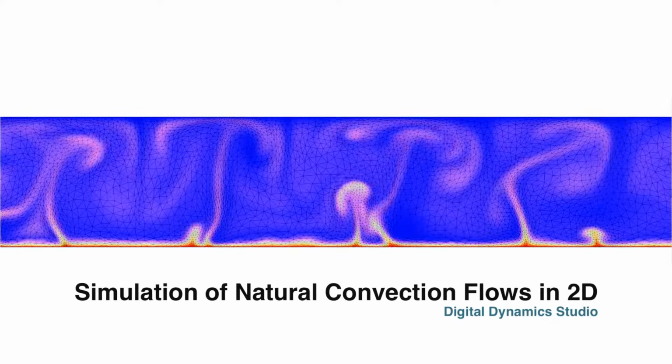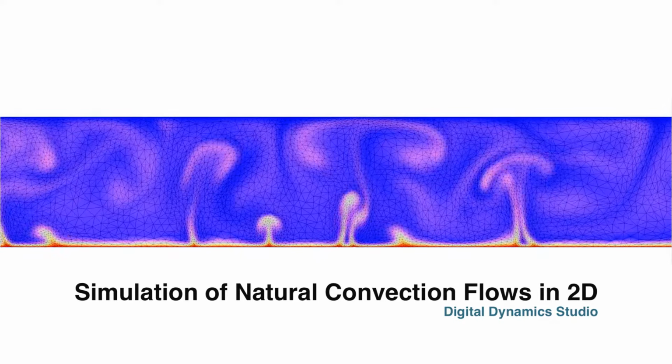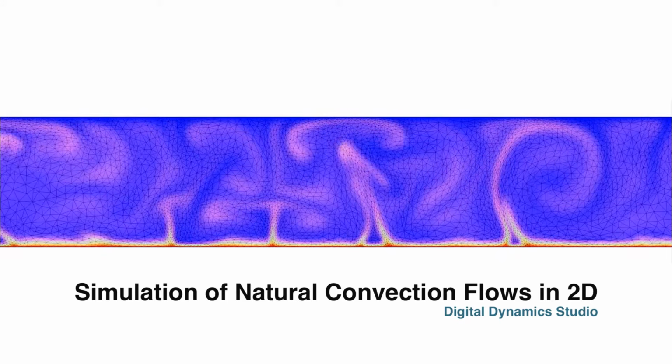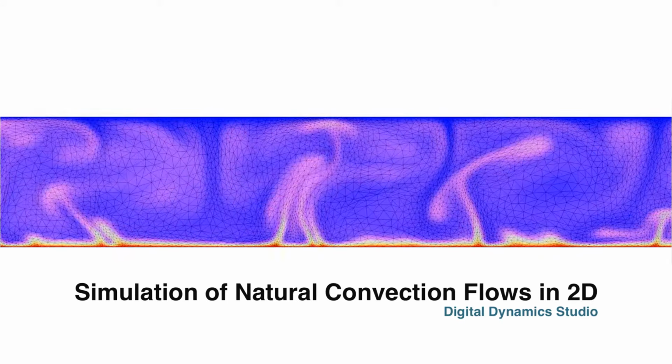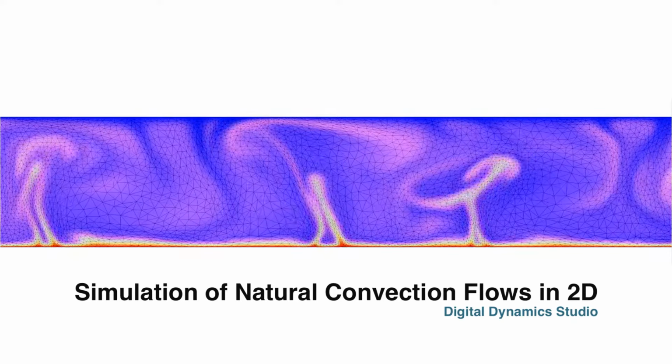Natural convection flow is simulated in 2D over a range of Rayleigh numbers and conditions. In these types of flows, fluid motion is driven solely by buoyancy forces resulting from temperature gradients within the fluid. Warm air, being lighter than cold air, rises upwards against gravity.